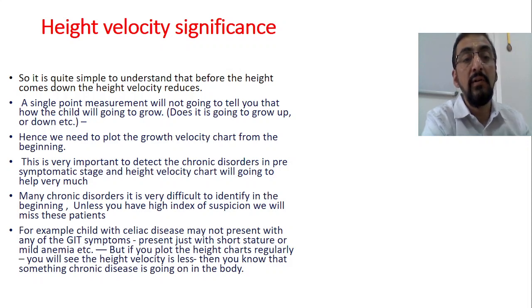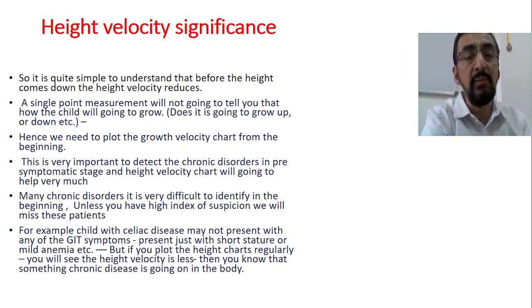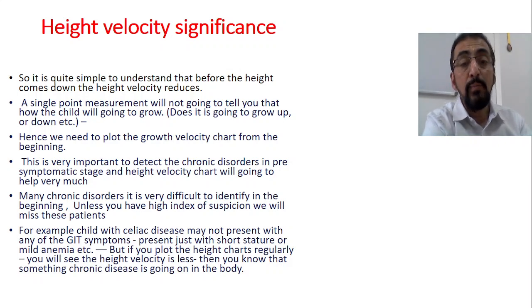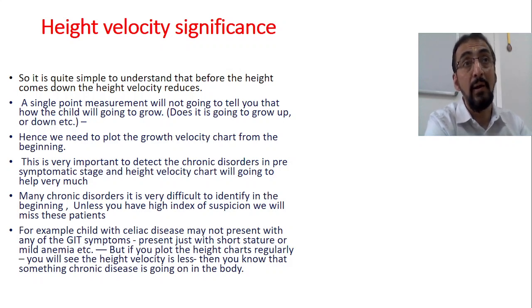So many chronic disorders are very difficult to identify in the beginning. Unless you have a high index of suspicion, we will miss many patients. But this can be caught by the height velocity chart or growth velocity chart if you are maintaining it from day one. For example, a child with celiac disease may not present with any GIT symptoms in the beginning, presenting just with short stature or mild anemia, etc. But if you plot the height chart regularly in the growth chart, then you will see that height velocity is less. Then you start thinking why this height velocity is less, and you can identify some of the causes. So you come to know that some chronic disease is going on inside. Now I need to identify that.